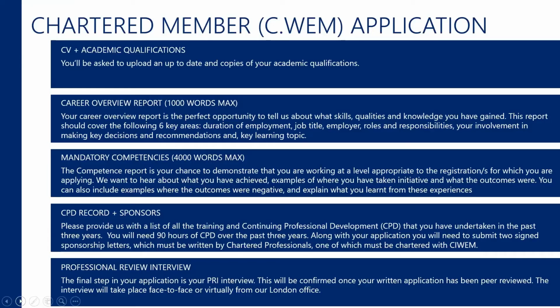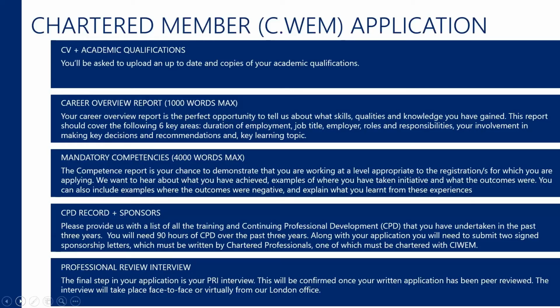Then the mandatory competency attainment report. This is the kind of biggest and perhaps most time-consuming part of the application. It's a 4,000-word report in total that covers each one of the 14 CIWEM mandatory competencies. And really how you choose to split these up is down to you. We'll go through these in a moment and you'll see that some of them may kind of take fewer words where others might kind of consume a little bit more of that word count.